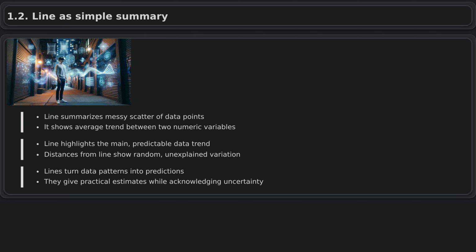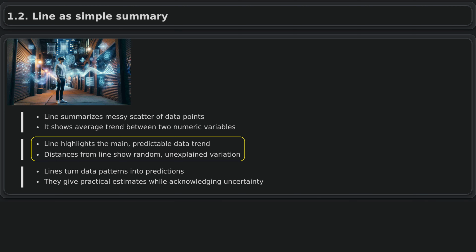Line as simple summary. When we draw a line to summarize data, we are turning a scattered set of points into a clear overall trend. For example, if we plot students' study hours against their exam scores, the points may look messy and inconsistent. A line through these points shows the general pattern that more study time tends to lead to higher scores. This line does not pass through every point, but it represents the average relationship and makes the data easier to understand and explain than looking at all the individual points.